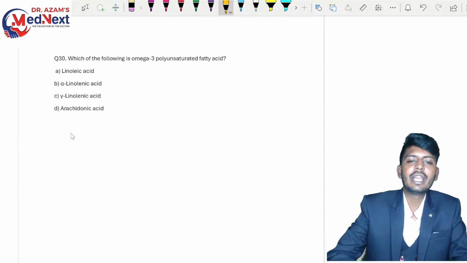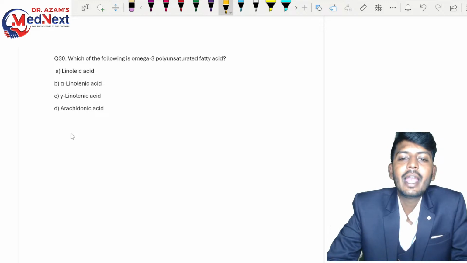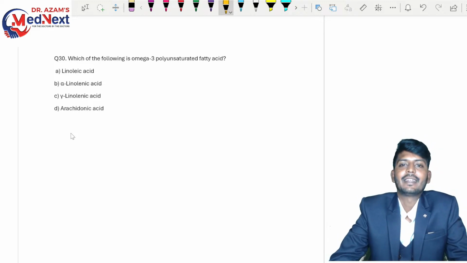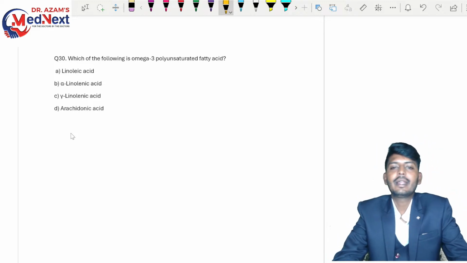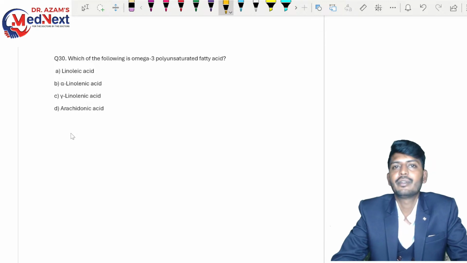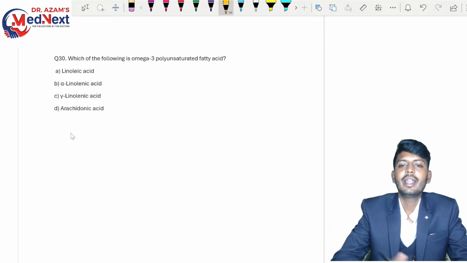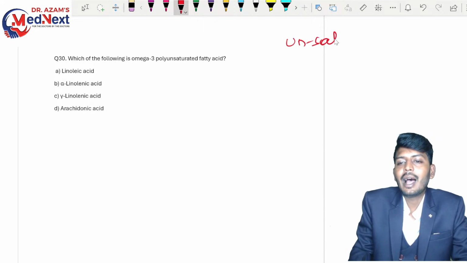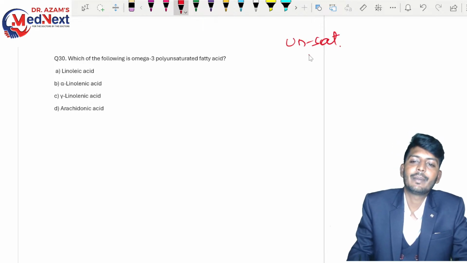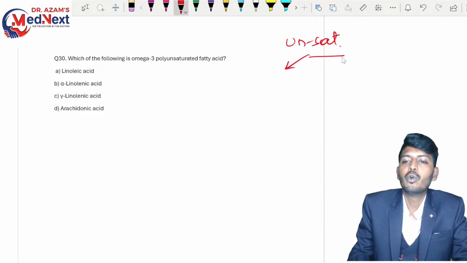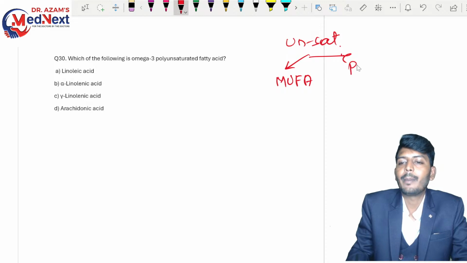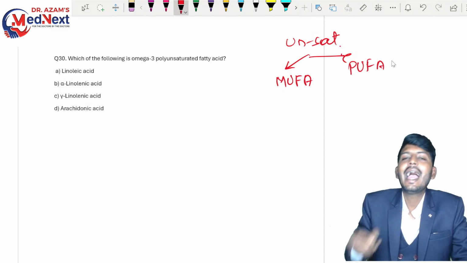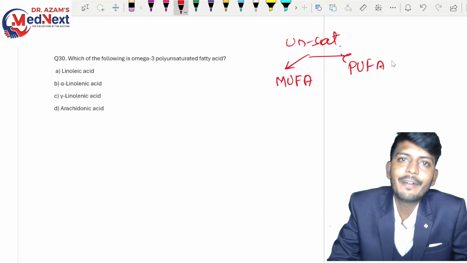Which of the following is an omega-3 polyunsaturated fatty acid? Remember, for fatty acids we have saturated and unsaturated, most importantly unsaturated. We will have two types, MUFA and PUFA: monounsaturated fatty acid and polyunsaturated fatty acid.